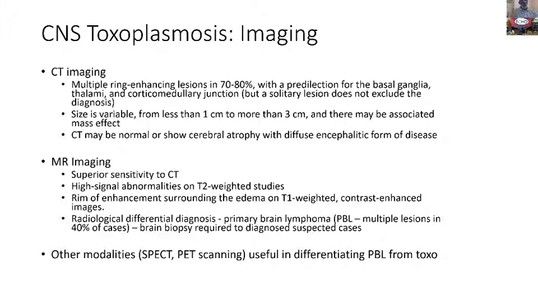And in those cases, a brain biopsy would be required to diagnose suspected cases. There are other modalities, for example, PET scanning, that are useful in differentiating between primary brain lymphoma and toxoplasmosis of the brain.